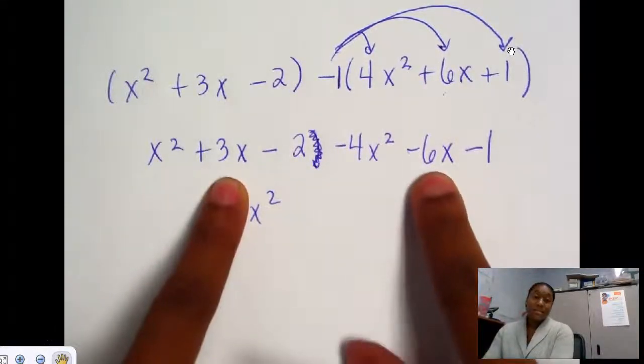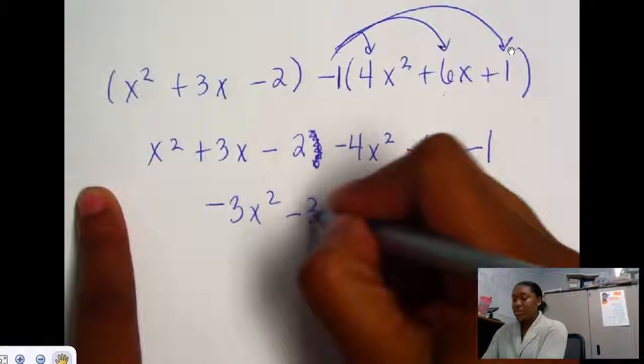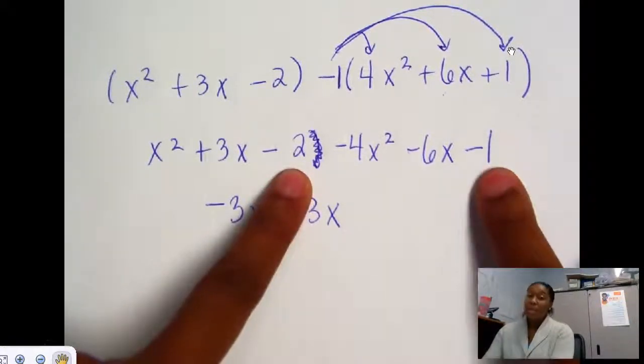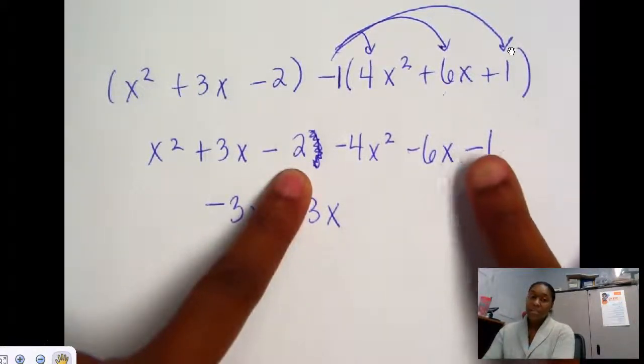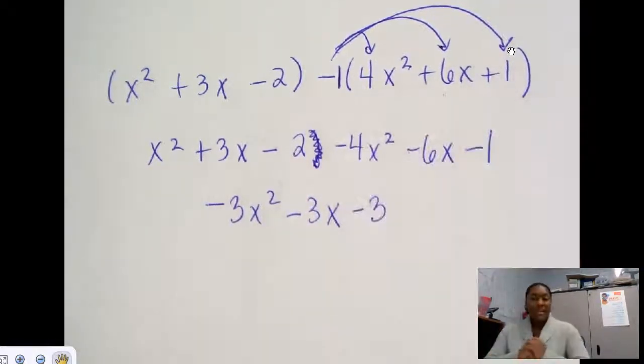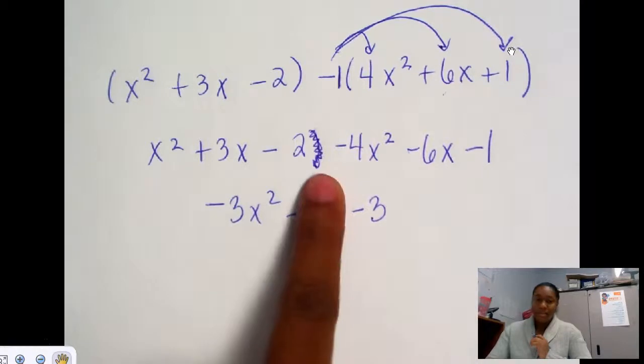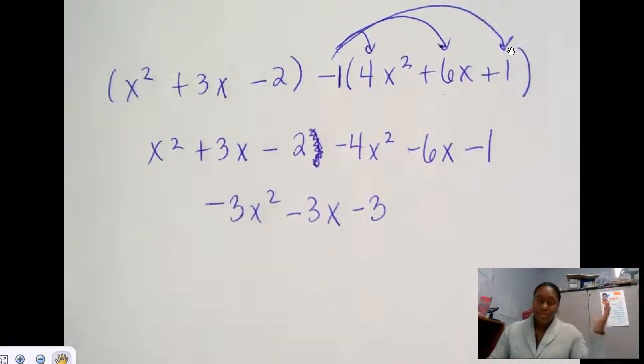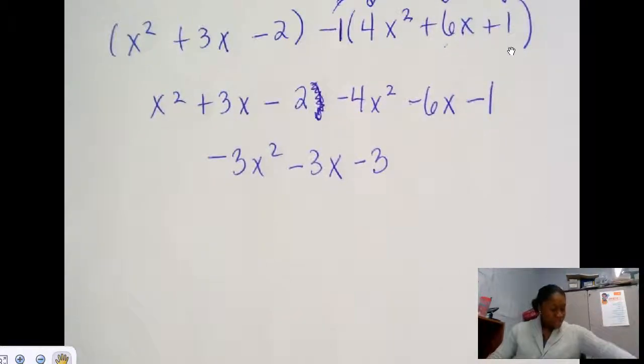3x minus 6x is negative 3x. Remember your rule of integers. And then negative 2 minus 1: we could do a plus and then bump back. It's negative 3. And that's the final answer for that one. Okay, so that's as simple as subtracting is. All right, let me do one more.